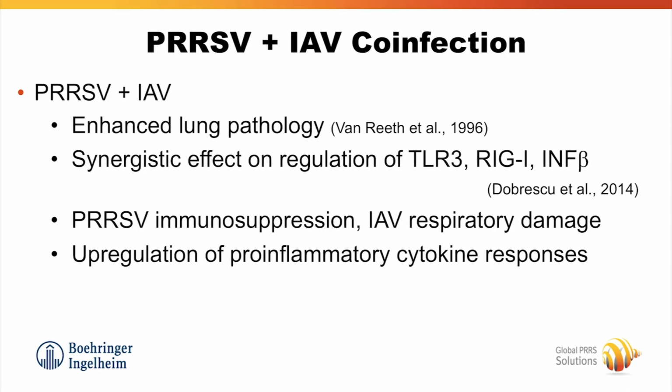PRRS and flu co-infections together from a molecular standpoint have been shown in multiple studies to create a more enhanced lung pathology, which definitely would have an effect on resilience and productivity, and a synergistic effect on regulation of some of our innate immune functions, TLR3, which is a toll-like receptor, and RIG1, which are signaling pathways that can be altered to increase the amount of cytokines that are secreted, such things as interferon beta and other cytokines as well. So ultimately, with PRRS immunosuppression and the damage from influenza and upregulation of pro-inflammatory cytokine responses, again, we can see an enhanced effect on resilience.